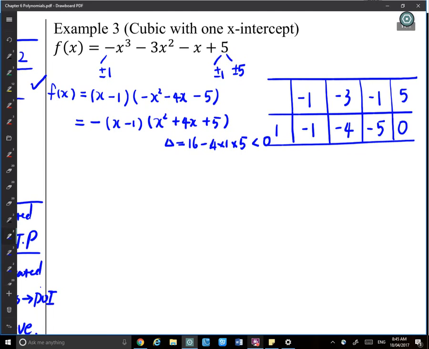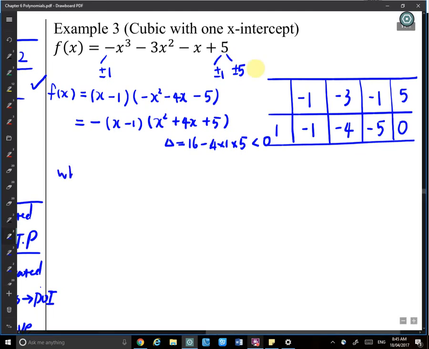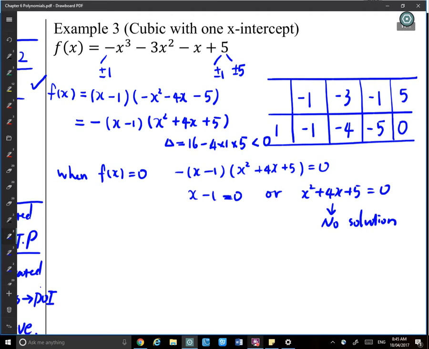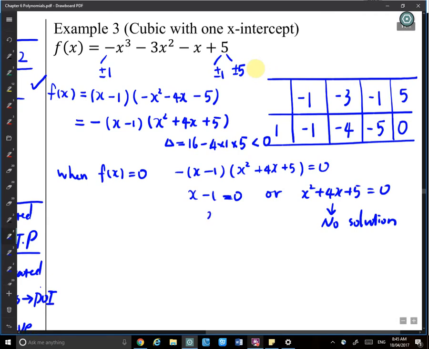So what that means, I will still find the x-intercept. When f(x) equals 0, it's either x minus 1 equals 0 or x squared plus 4x plus 5 equals 0. But for this one, you will have no solution. The reason is my discriminant is smaller than 0. I can't use the quadratic formula because it's the square root of a negative number. So I only have one x-intercept, which is x equals 1.